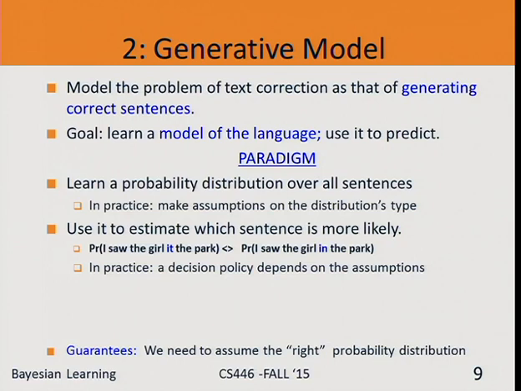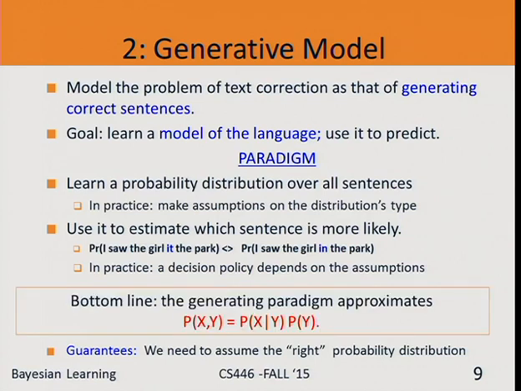And the guarantees are going to depend on the assumption that we have the right probability distribution. I put "right" in quotes because we never know exactly what it is, but we'll have to make assumptions on some family of probability distributions that is expressive enough, but not too expressive, to express the model that we care about.